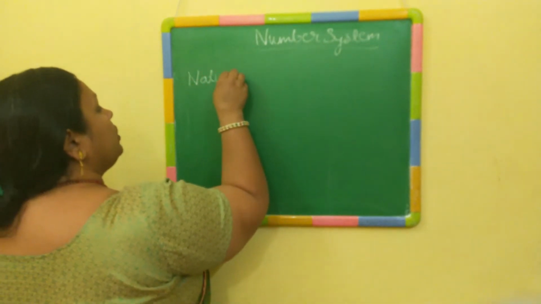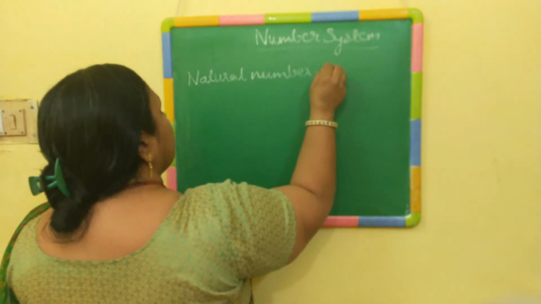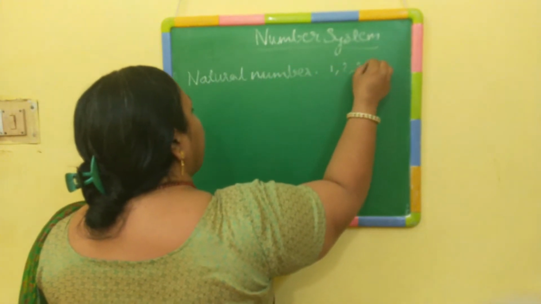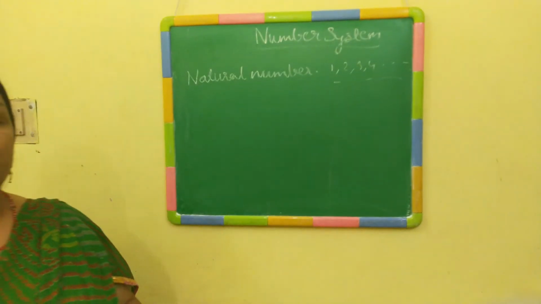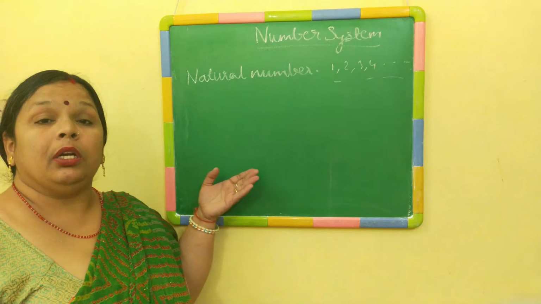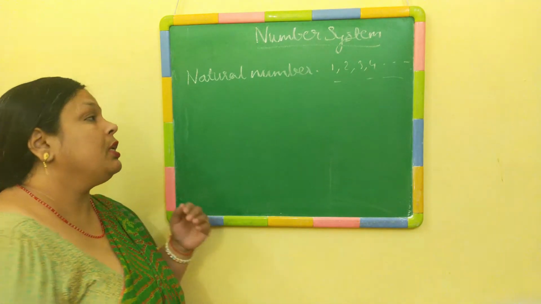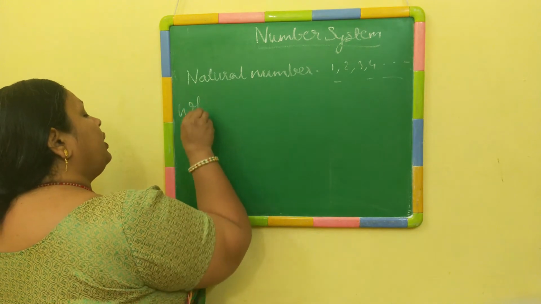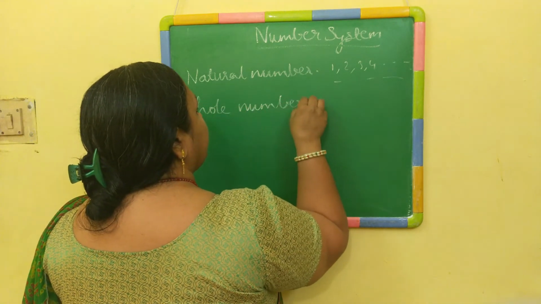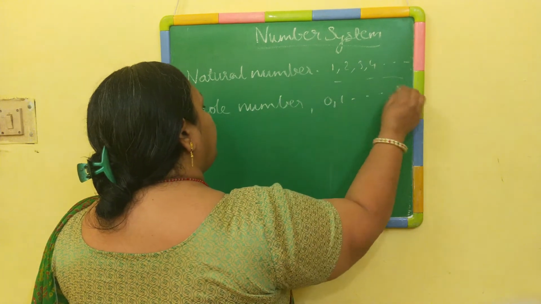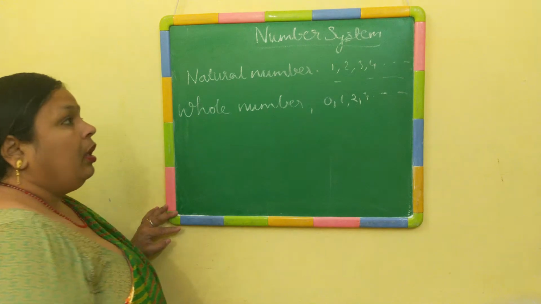Natural numbers. What are natural numbers? They are nothing but counting numbers: 1, 2, 3, 4 and a continuous series. Then when they felt the need, 0 was invented, and the group was given the name whole numbers. So we start with 0 and continue, clear? 0, 1, 2, 3 and so on.